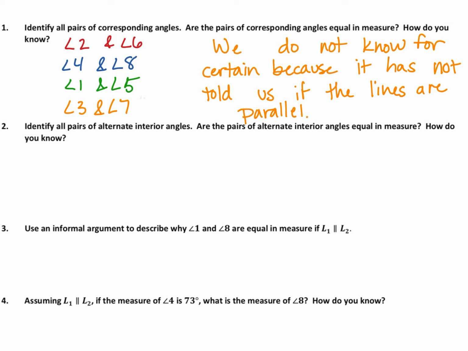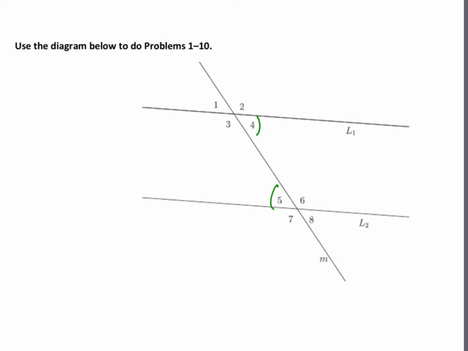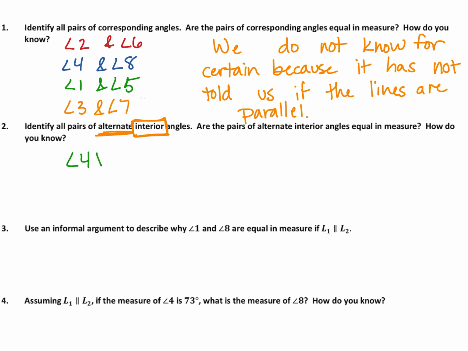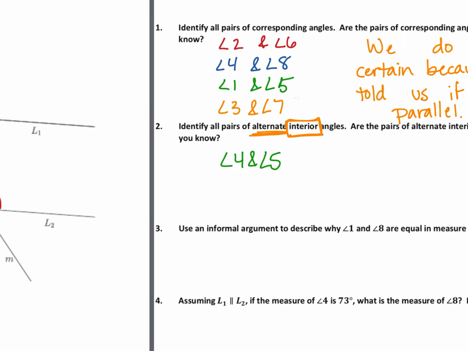Number 2, identify all pairs of alternate, meaning opposite, interior, meaning inside, angles. So these are inside and these are inside, but we want the ones that are opposite from each other. So 4 and 5, 3 and 6.